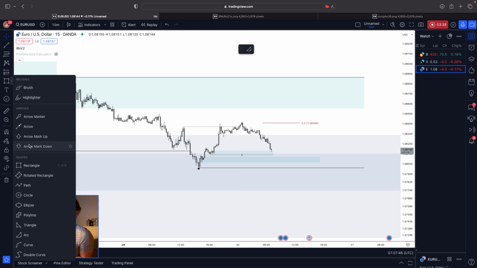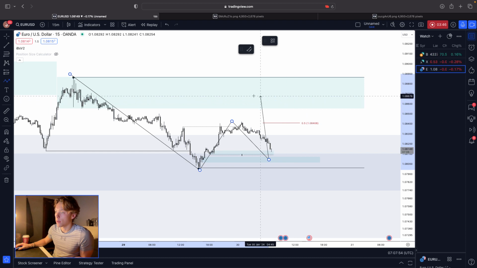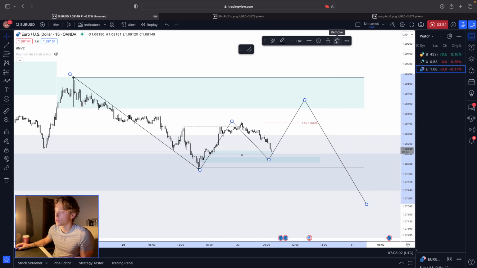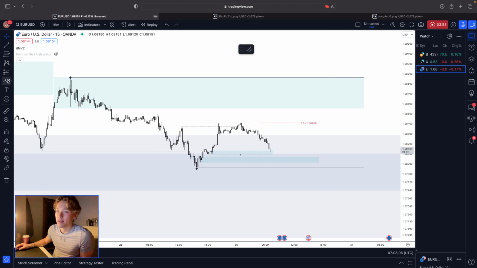Now, two things to look at here. Could be looking at this pullback not being over, coming into here and coming back up into this 4-hour supply area and then continuing down. So we could be looking for longs around here. However, you have to be aware that this is lower probability because we've already mitigated the premium of the range.